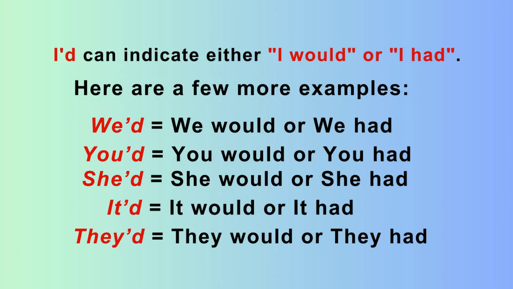I'd can indicate either I would or I had. Here are a few more examples. We'd, we would or we had. You'd, you would or you had. She'd, she would or she had. It'd, it would or it had. They'd, they would or they had.